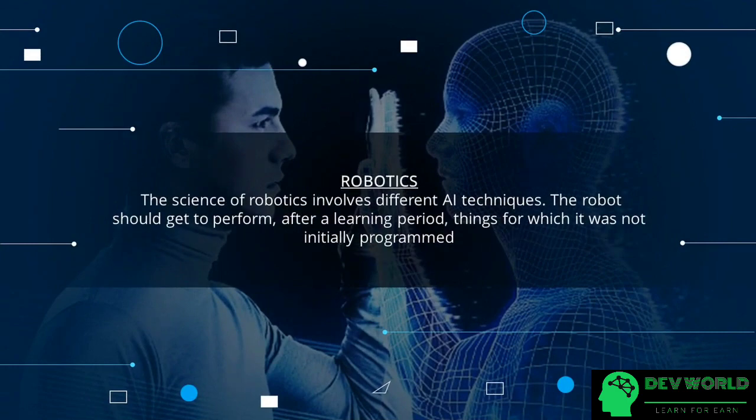Another area is robotics. The science of robotics involves different AI techniques. The idea of a robot with the ability to learn from experience is the central theme of AI theories and research. The robot must be able to communicate in natural language and must be able to perform tasks that require the equivalent of initiative and originality. The robot should get to perform, after learning, things for which it was not initially programmed to do.